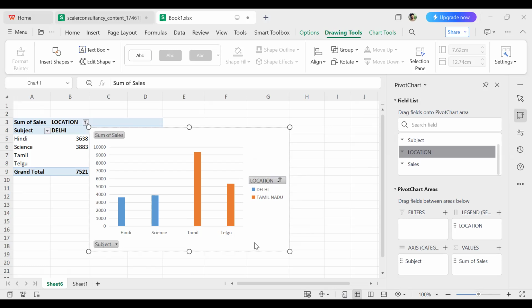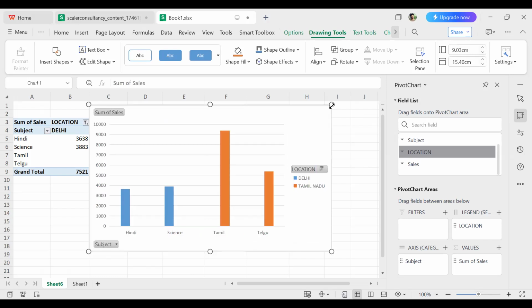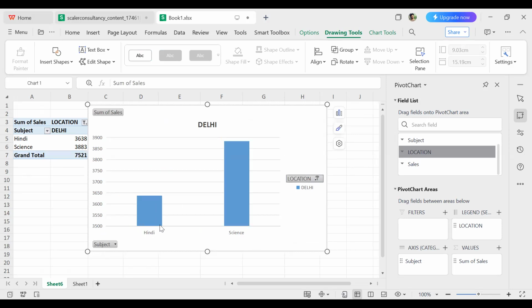So now you can explain it very easily to anyone. If someone asks that they only would like to know about the Delhi location, how many subjects are available in Delhi and what the total sum of sales is, you just click on Delhi and click OK. You can see here only two subjects are available, Hindi and Science. Then if anyone asks about Mumbai, how many subjects are available in Mumbai, you just click on Mumbai and click OK.